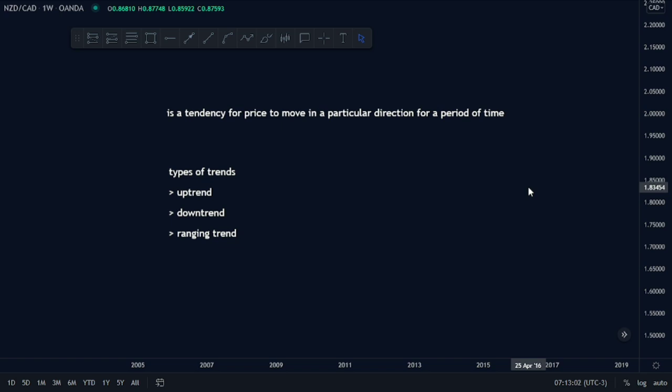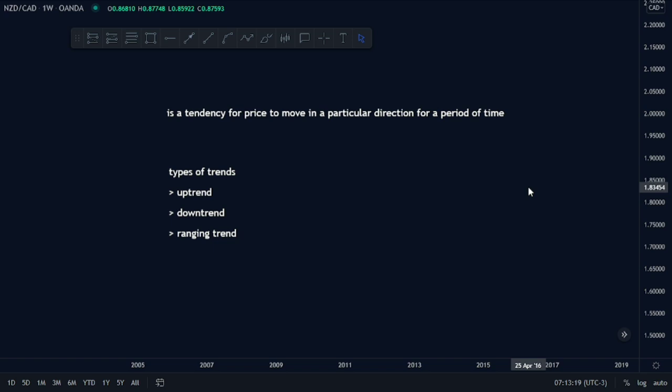As you can see on the screen, a trend is basically a tendency for price to move in a particular direction for a period of time. It can either be to the upside, downside, or sideways.